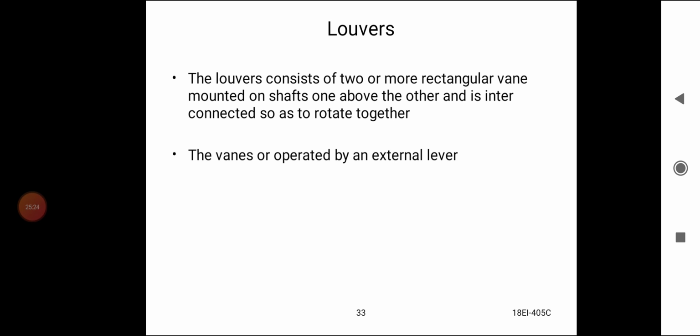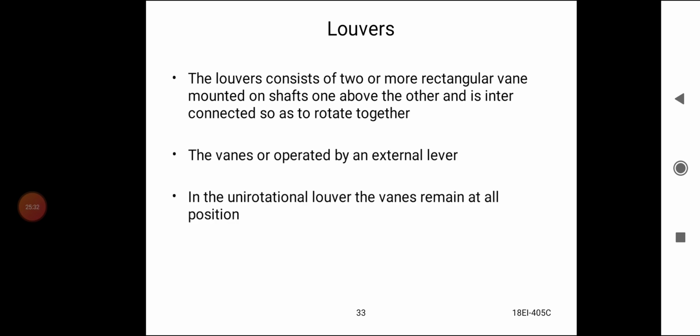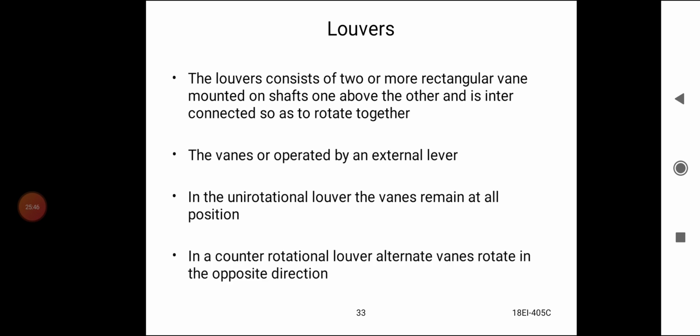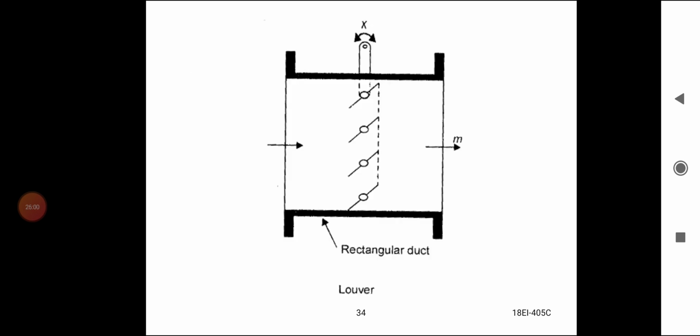The vanes are operated by an external lever. In unirotational louvers, the vanes remain parallel at all positions. In counter-rotational louvers, alternate vanes rotate in opposite directions. The louver is shown in the slide.